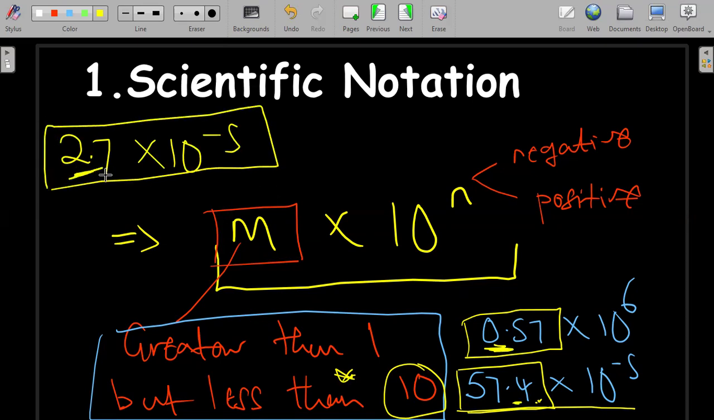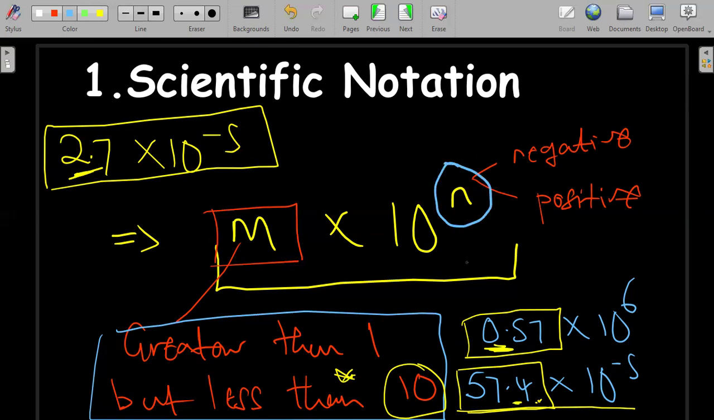Because this number here is greater than 1 and it's less than what? 10. Okay, so we're going to be converting numbers from the normal form or the normal notation, where it's just a number, to scientific notation. So now that I've explained this, I need to explain the rules on how you can get the value of this n here.